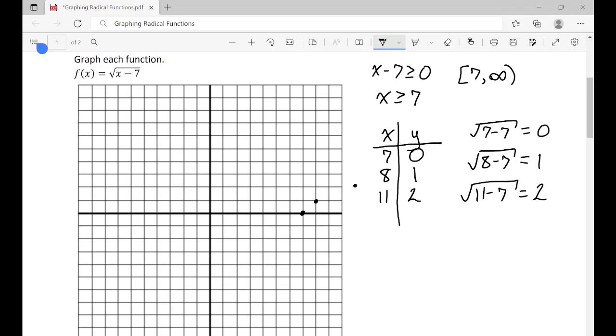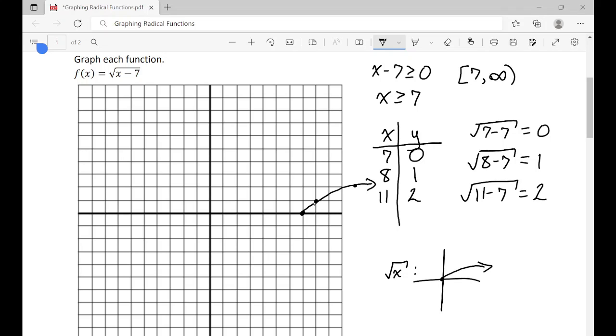Now we need to know the basic shape of a square root graph. The basic square root graph looks like such. Starting at 0, 0, it's going to go out like that, with this basic shape here. Ours is going to have the exact same basic shape, starting at 7 because of the domain, and moving off to infinity. So the graph of this function looks like this.